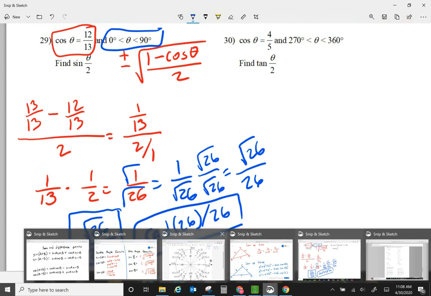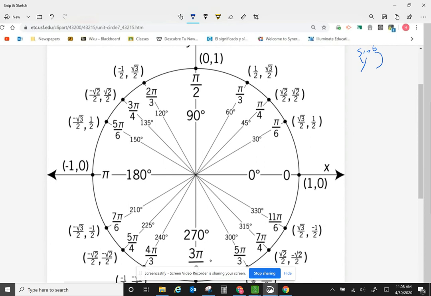Let me review a little about the signs. You can tell the x value tells you cosine. The y value tells you sine. So that way you know whether your cosine is positive, whether your sine is positive or negative. Now tangent, because I only see cosine and sine. Tangent.